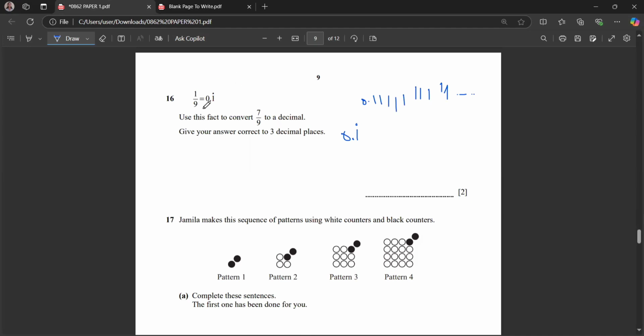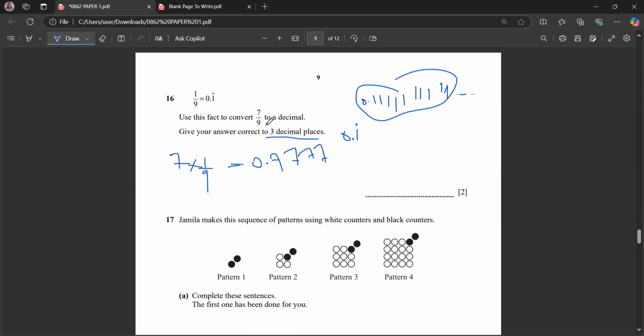So using this fact, convert 7 over 9 to a decimal, give your answer correct to 3 decimal places. So that means if you want to get 3 decimal places, you should multiply this with 7, isn't it? Because 1 over 9 is equal to 0.1 recurring decimal. So 7 over 9 means 7 times 1 over 9. If you multiply 7 with 0.1111, you'll get 0.777, goes on like that.